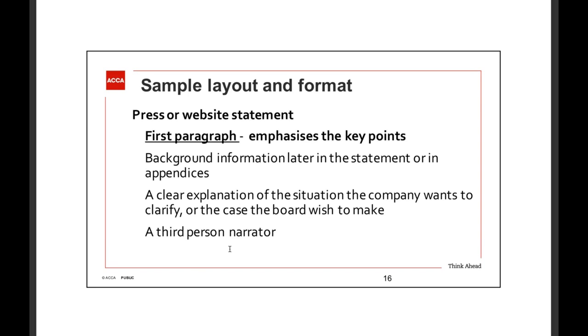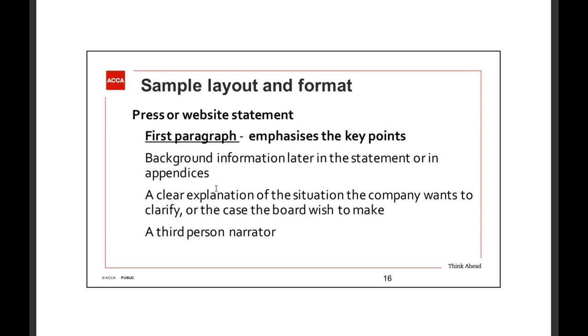It's always the third person narrator. That means instead of just putting "the company", you can mention A Limited or B Limited, the name of the company. So what you write in your press or website statement will depend on the requirement of the question.